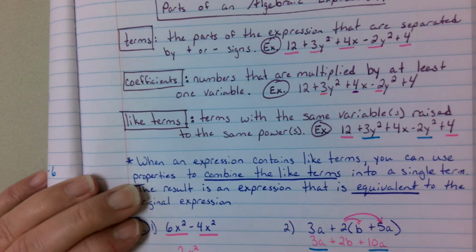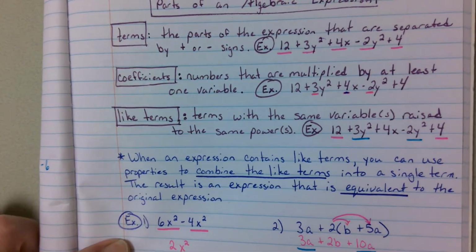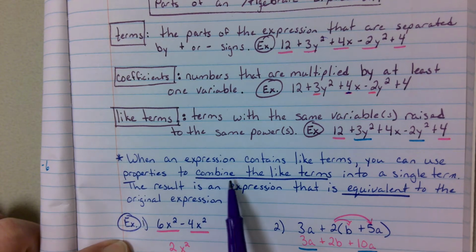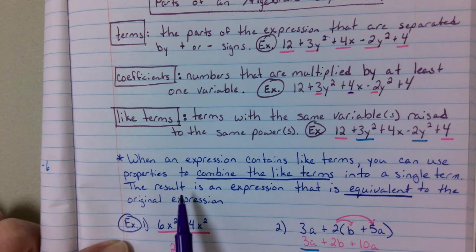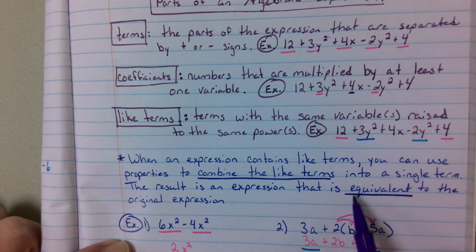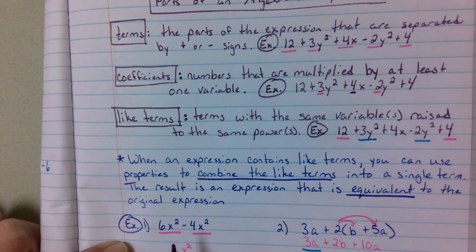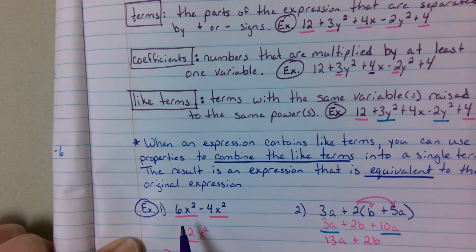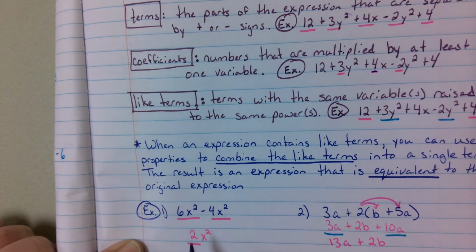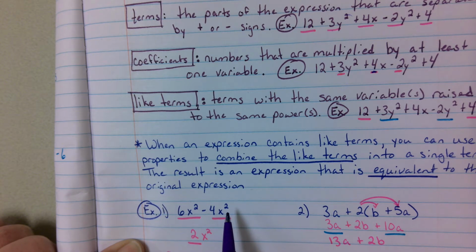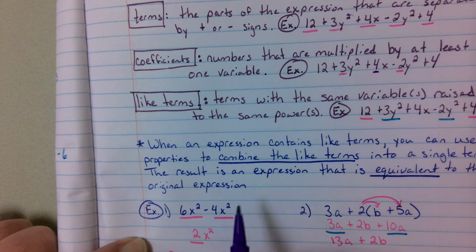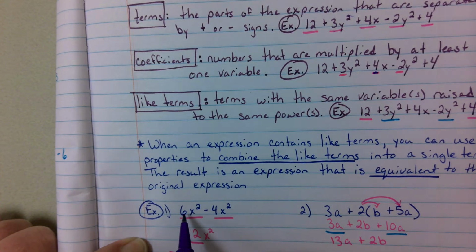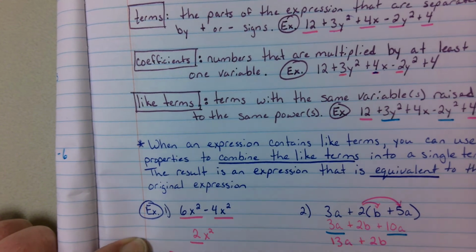All right, let's get started here. When an expression contains like terms, you can use properties to combine the like terms into one single term. The result is an expression that is equivalent or the same as the original expression. So my first example here is 6x squared minus 4x squared. Remember, I told you we do not change the variable and exponent, so that x squared stays the same. And the only thing we do here is 6 minus 4. Well, 6 minus 4 is 2.